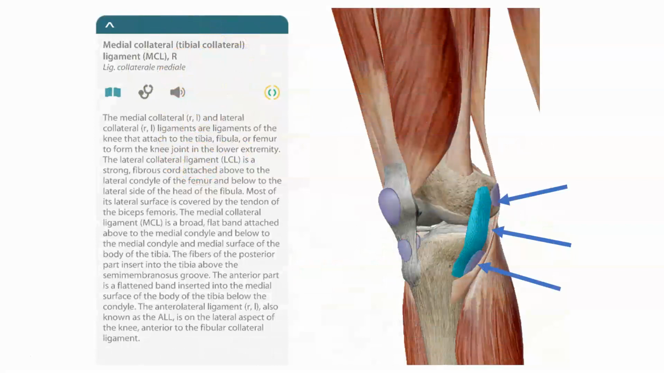When we see a lesion of the MCL, then we have to palpate three different localizations. There could be a problem at the joint line, the femoral part, and the tibial part. Mostly the problem lies at the joint line.